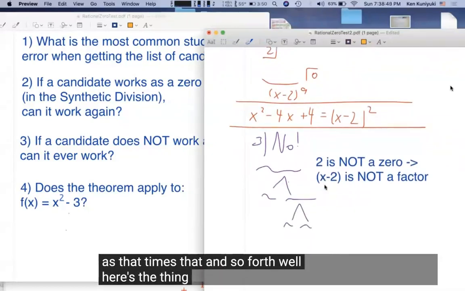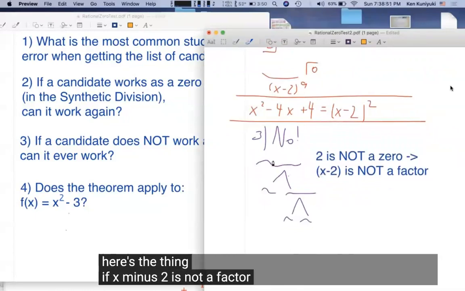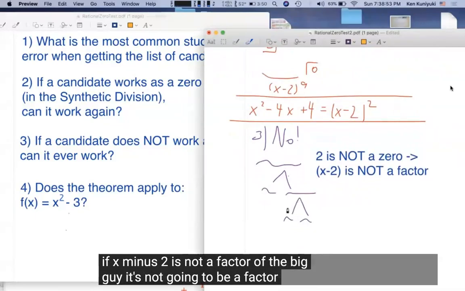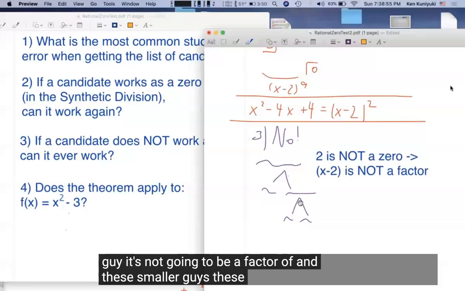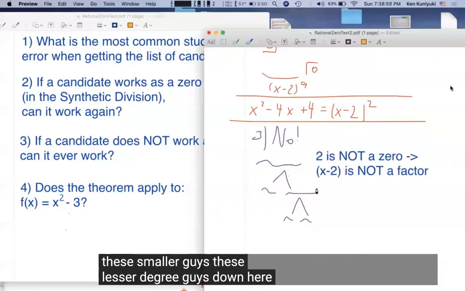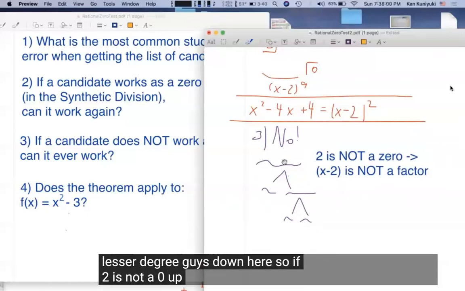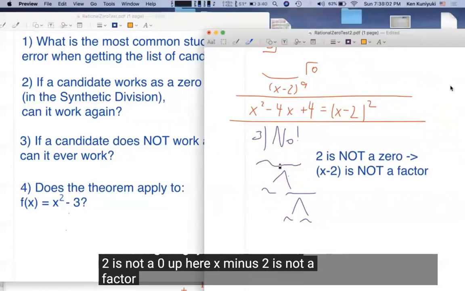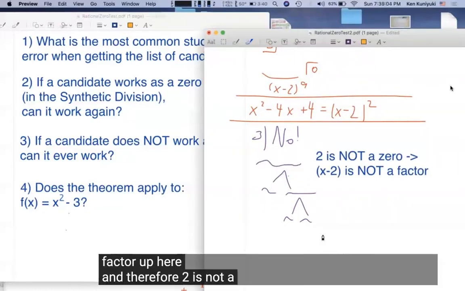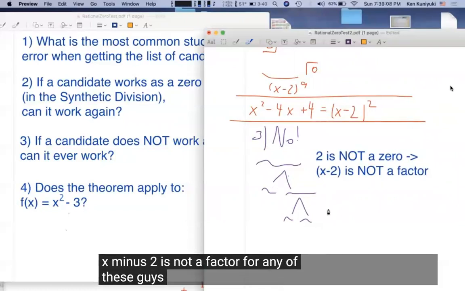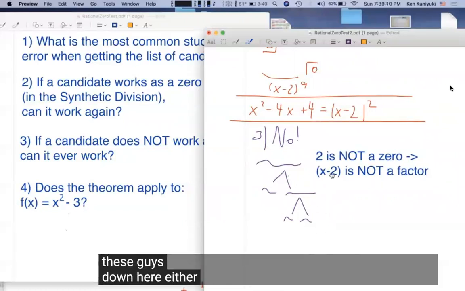Well, here's the thing. If x minus 2 is not a factor of the big guy, it's not going to be a factor of any of these smaller guys, these lesser degree guys down here. So if 2 is not a 0 up here, x minus 2 is not a factor up here, and therefore 2 is not a 0 down here, anywhere. X minus 2 is not a factor for any of these guys down here either.